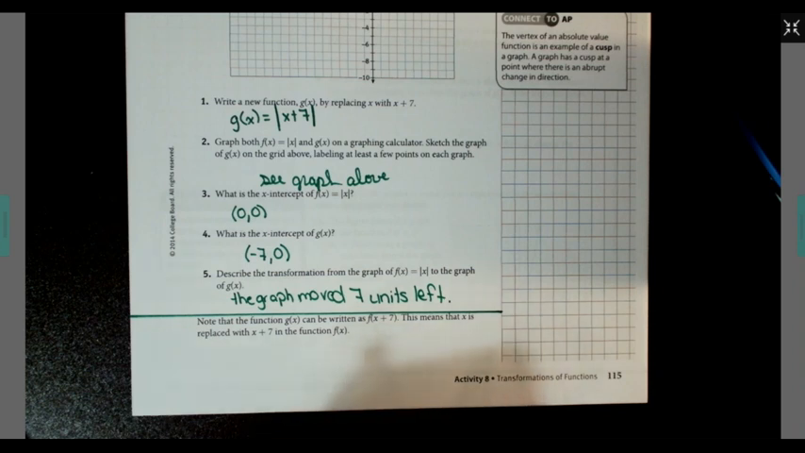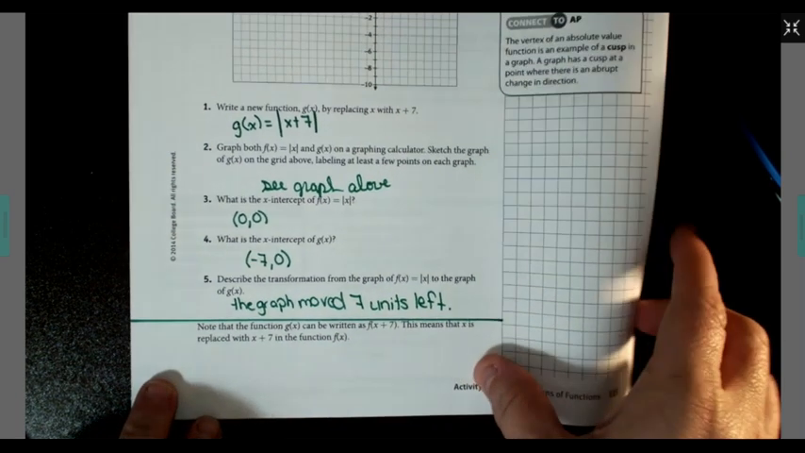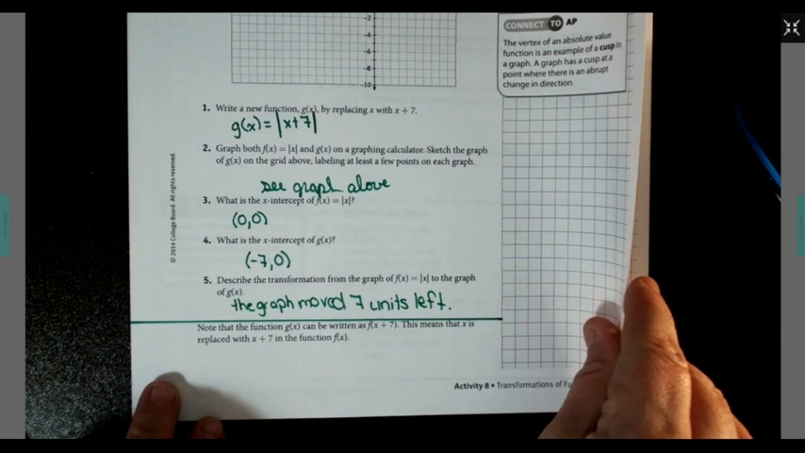Introduction for questions 6 to 10. Note that the function g of x can be written as f of x plus 7. This means that x is replaced with x plus 7 in the function f of x.